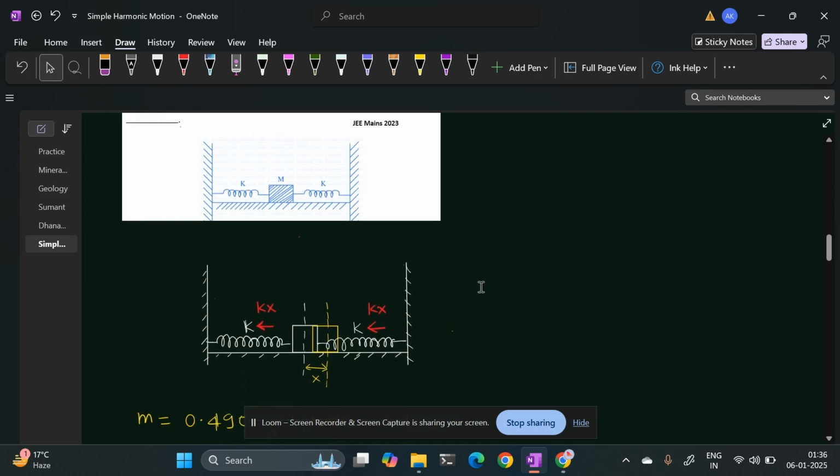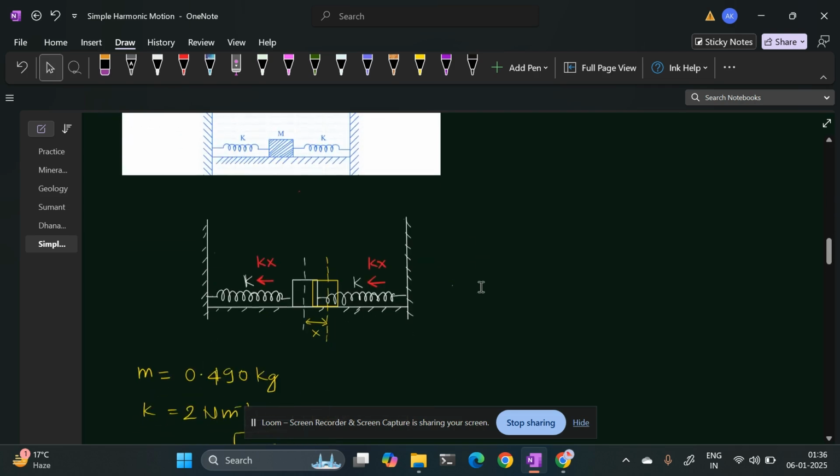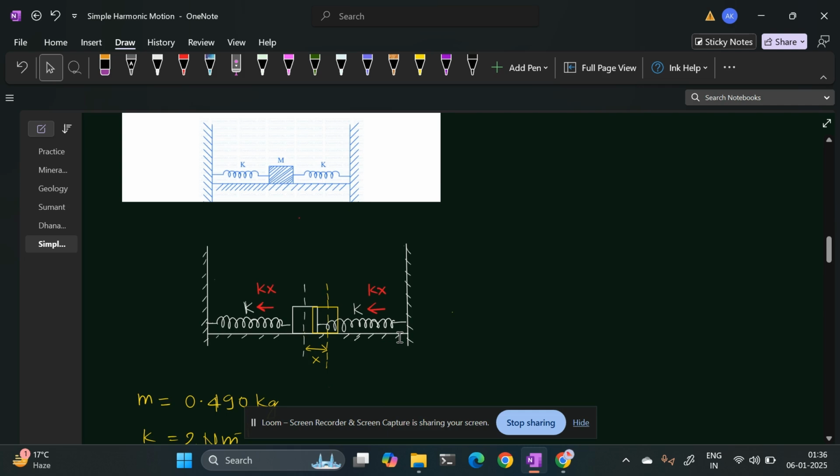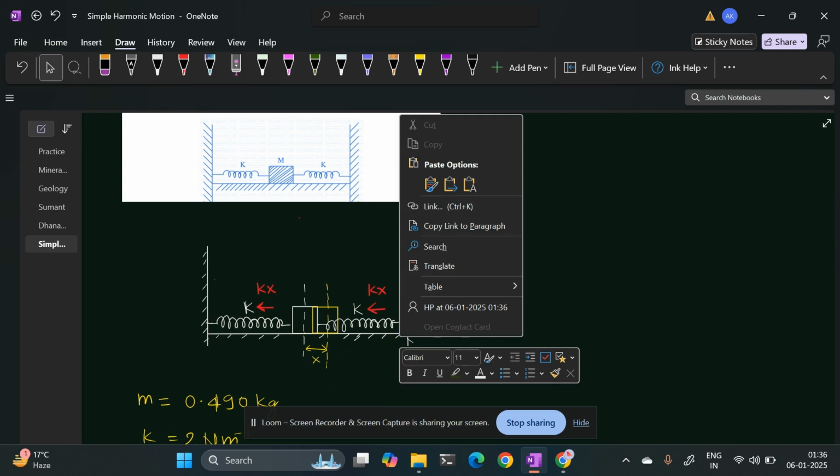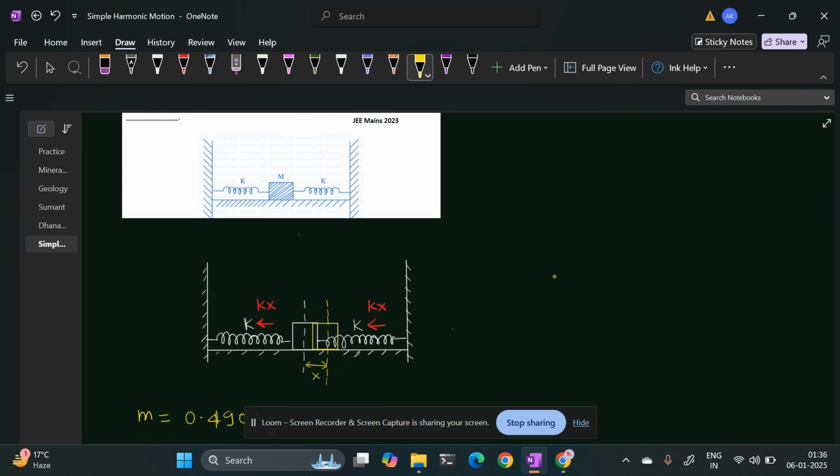Let's do that problem. Firstly, I have already made its diagram. So let's slightly displace the object by x. So what is the restoring force acting on this block? We can see that there is kx, after compression of the first spring and extension of the second spring, both spring forces act in the same direction.